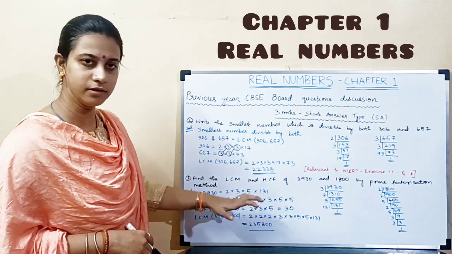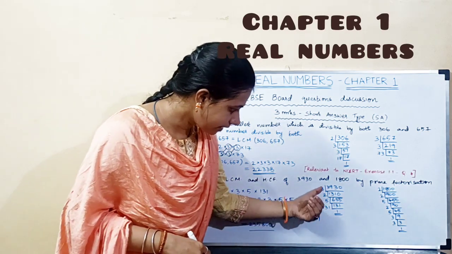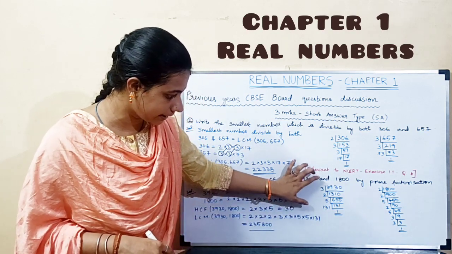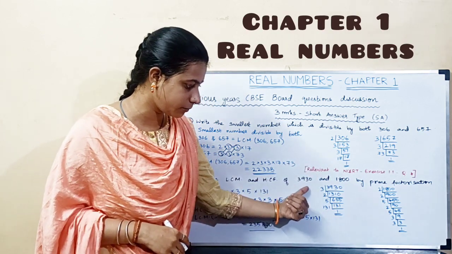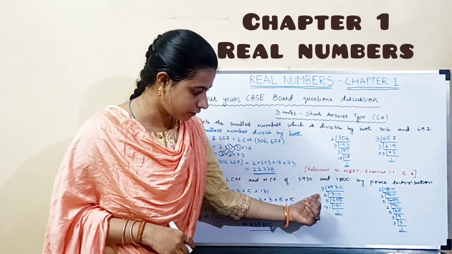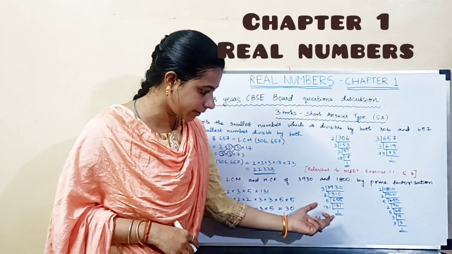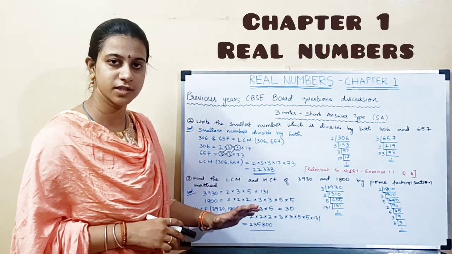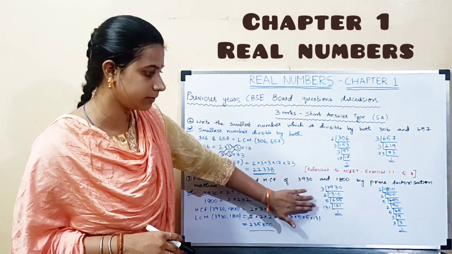So first we will find the prime factors. 3930 is clearly divisible by 3, so we proceed with 3. 3 into 1310. Again it is an even number, so I will proceed with 2. 2 into 655. 655 is 5 into 131. 131 is a prime number, so we stop here.